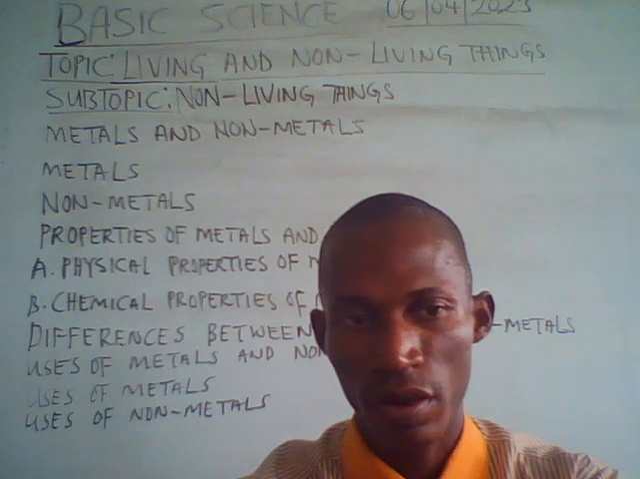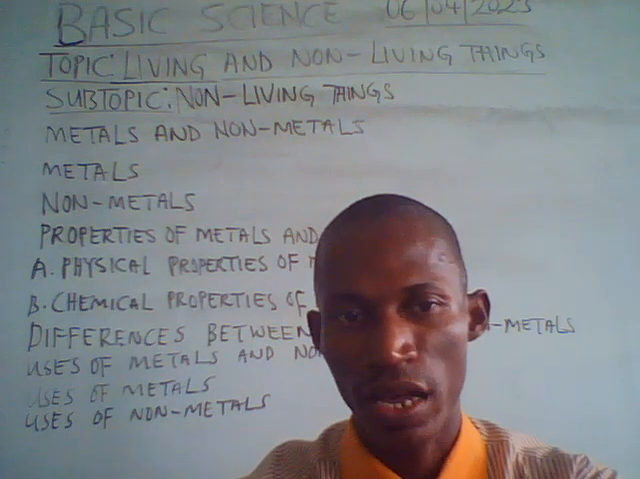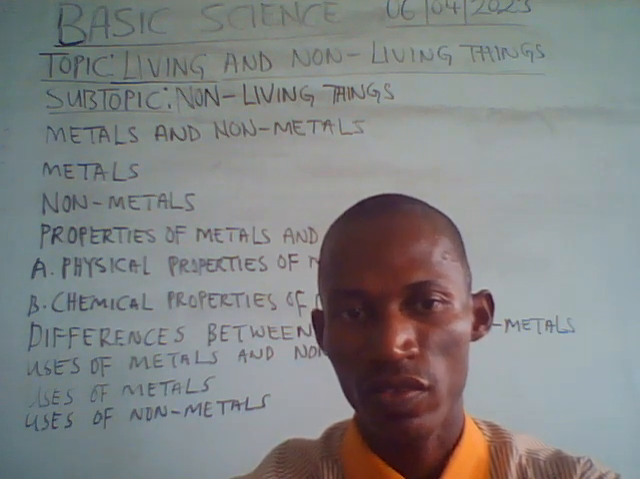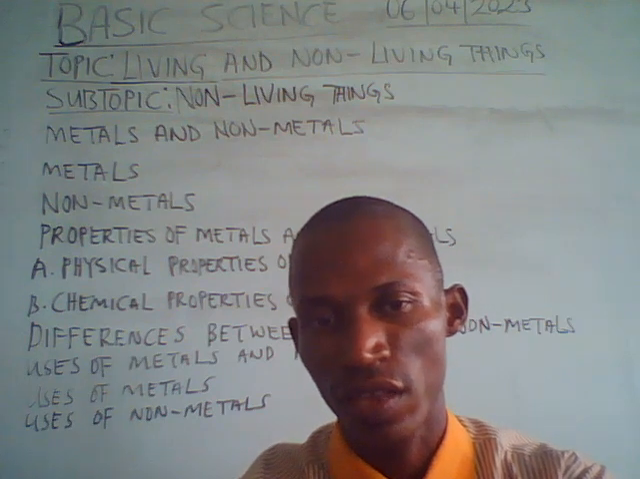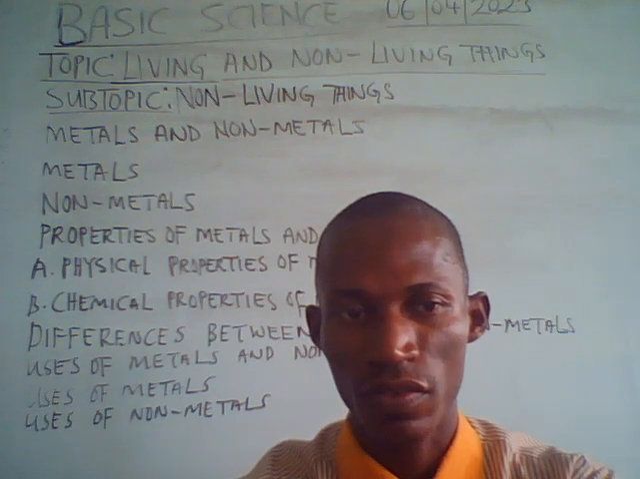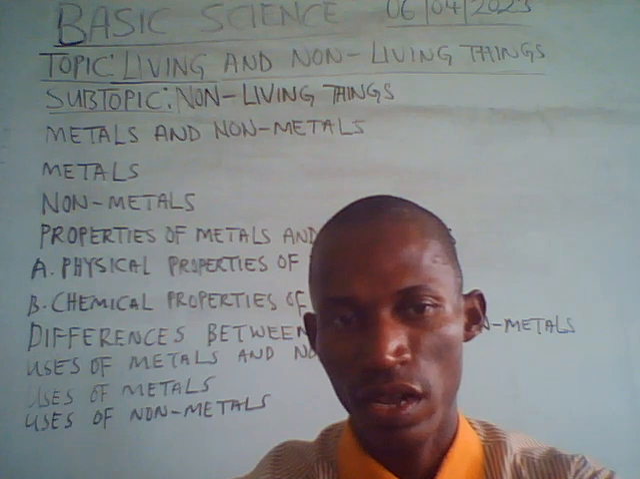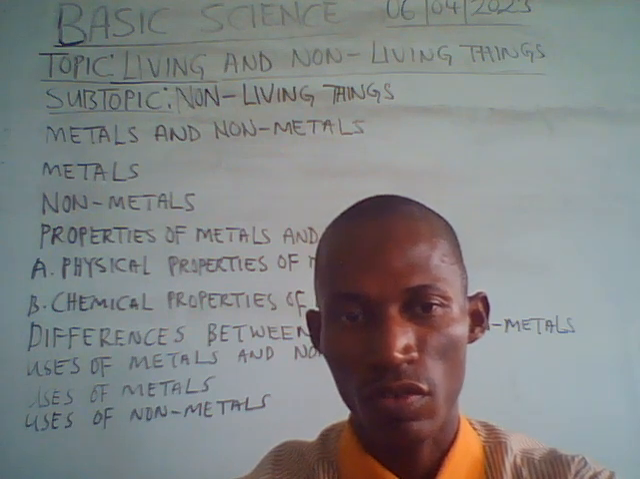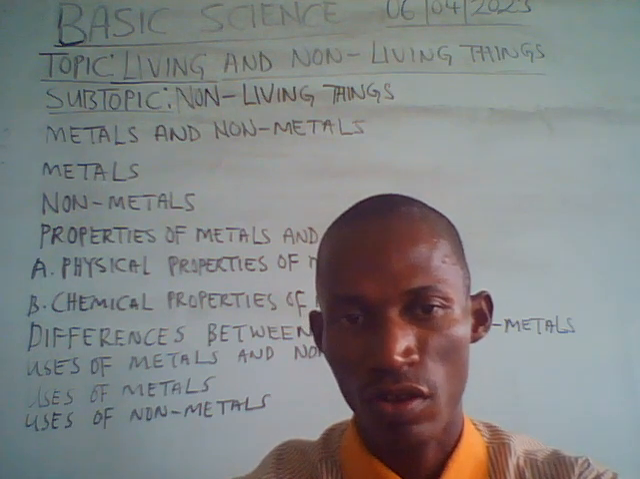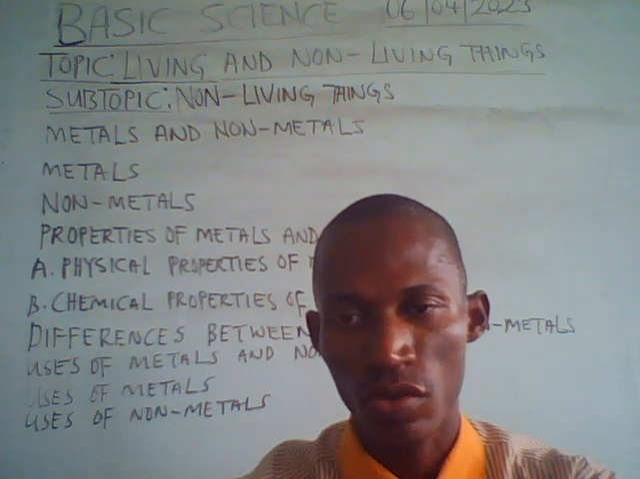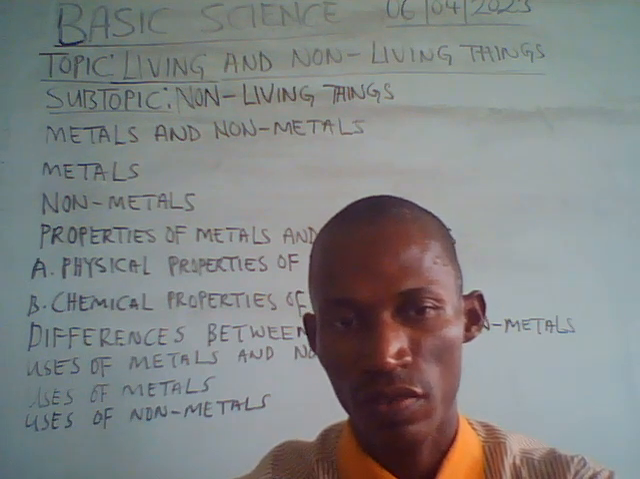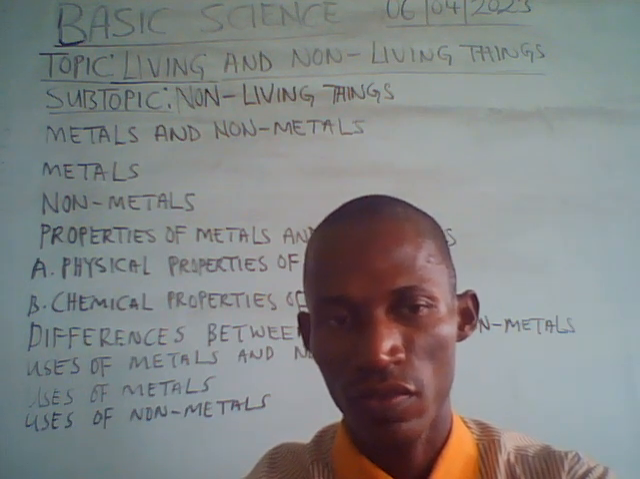Now, in summary, metals are generally solid, hard, lustrous, malleable, ductile, good conductors of heat and electricity, and so on. Non-metals, on the other hand, are generally solid, liquid or gases, non-lustrous, non-malleable, non-ductile, bad conductors of heat and electricity, and so on.